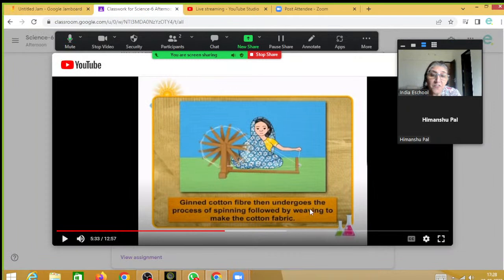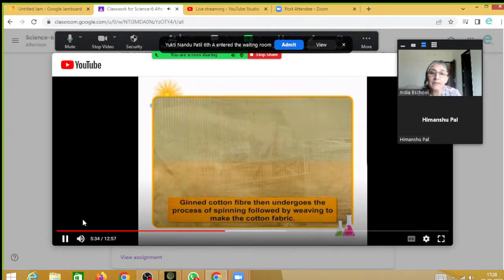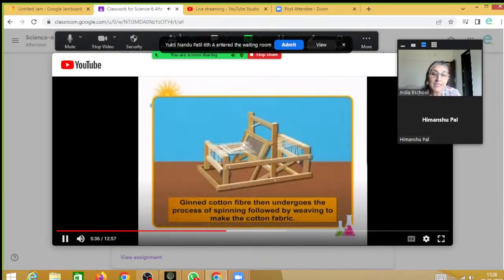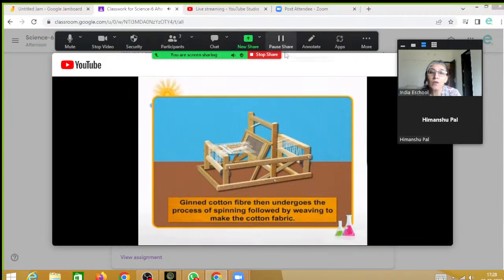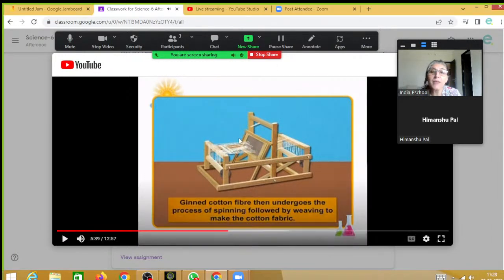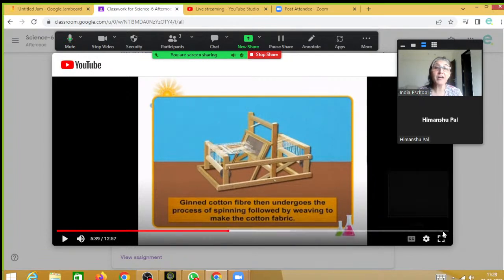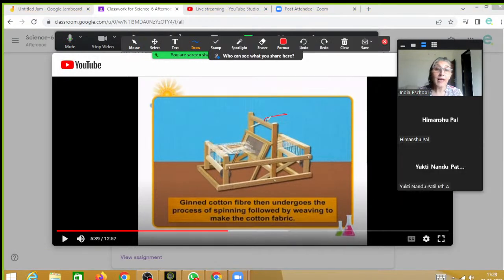So ginned cotton fiber undergoes the process of spinning followed by weaving to make the cotton fabric. So let's see. Thereafter, the fiber is woven into looms to make cotton fabric. See how the fabric is made. This is called a loom. What is it called? What do we weave in? Loom.